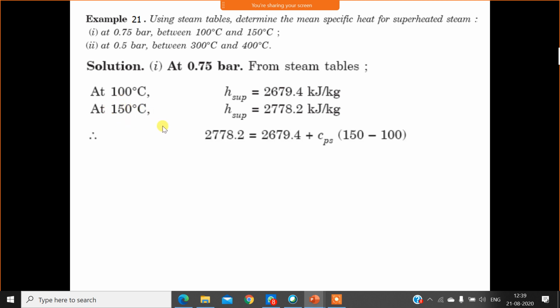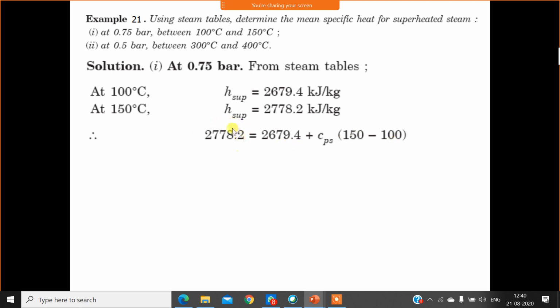Therefore, using the formula, enthalpy of superheated steam is equal to Hg plus Cp times T superheated minus T saturated. Now, superheated temperature we are considering 150 and saturated temperature we are considering 100 degrees Celsius. And this is the value of Hg we are considering because we are considering 100 degrees Celsius as the lowest temperature, which is the saturation temperature. In this case it is not saturated, but we are considering it as the lowest temperature. Therefore, the formula will be enthalpy of superheated steam is equal to Hg plus Cp times T sup minus T sat.